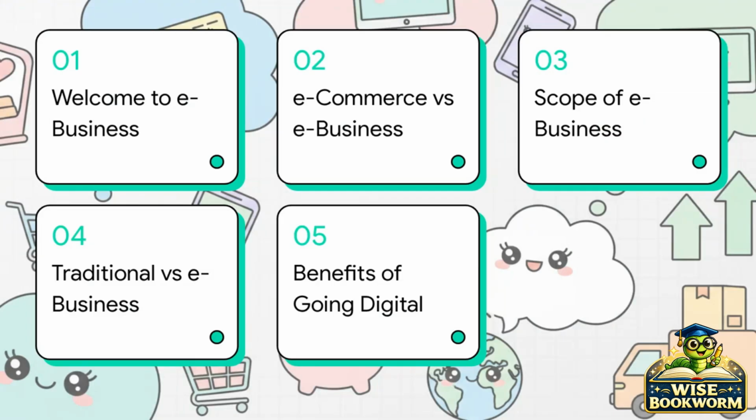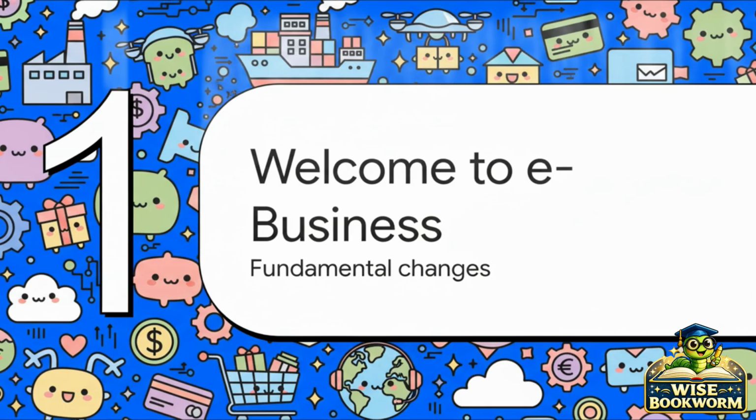All right, so here is our game plan for today's explainer. We'll start with a welcome to e-business, then we'll clear up the difference between e-commerce and e-business, explore the four main scopes of e-business, put traditional commerce head-to-head with digital, and finally, wrap up with the undeniable benefits of making the digital leap.